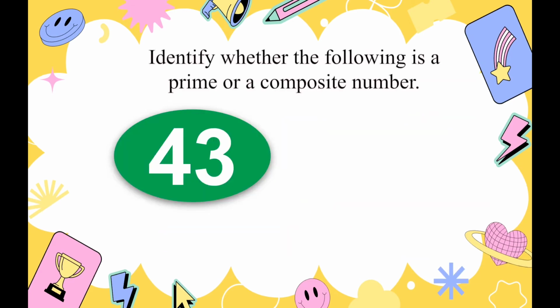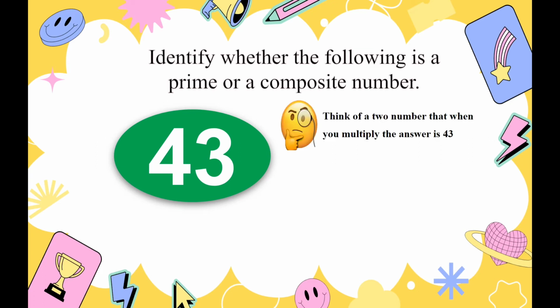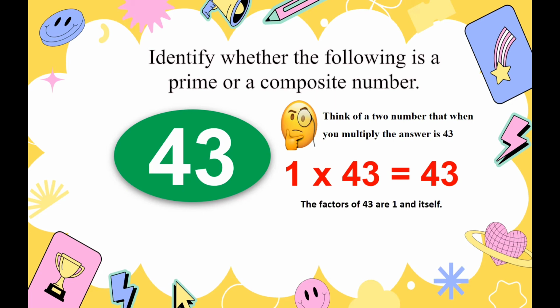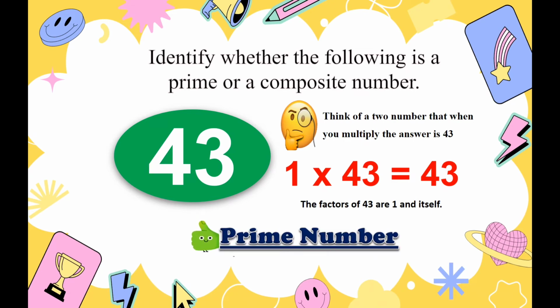Another example, identify whether the following is a prime or a composite number. So, think of 2 numbers that when you multiply, the answer is 43. So, isip tayo ng dalawang number na pag pinag-multiply natin, ang sagot ay 43. So, 1 times 43 is equal to 43. The factors of 43 are 1 and itself. So, ang factors daw ng 43 ay 1 at ang kanyang sarili, which is 43. Therefore, 43 is a prime number. Prime number si 43 kasi meron lang siyang dalawang factors. Okay?